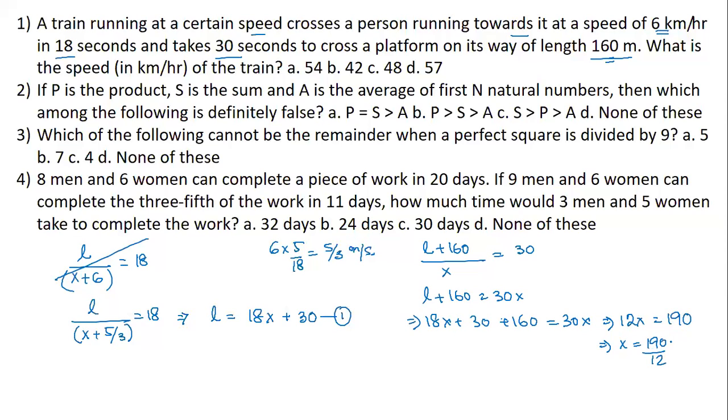Now this is meter per second. However, I want the answer in kilometer per hour. So to get kilometer per hour, 190 by 12 into what? 18 by 5, correct? So this will be 16 into 3, 16 into 2. This is 95 and this is 19. So 19 into 3 is basically 57 kilometer per hour, and which is option number D.